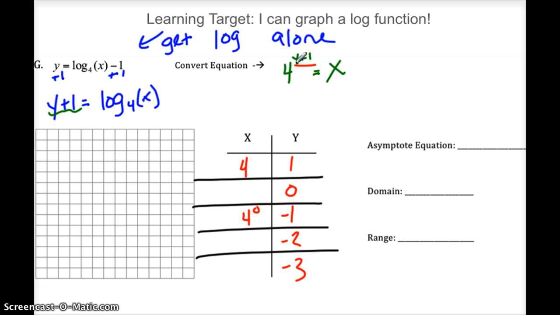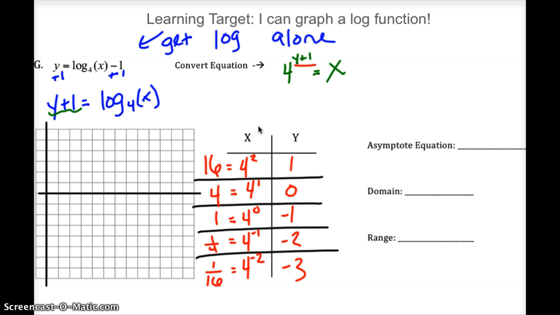So when I plug in a 1, 1 plus 1, 4 squared. When I plug in 0, 0 plus 1, 4 to the first. When I plug in negative 2, negative 2 plus 1, negative 1. When I plug in negative 3 plus 1, negative 2. Brute force, figure out these numbers. I'll just write them real quick. Remember, negative exponents mean fractions.